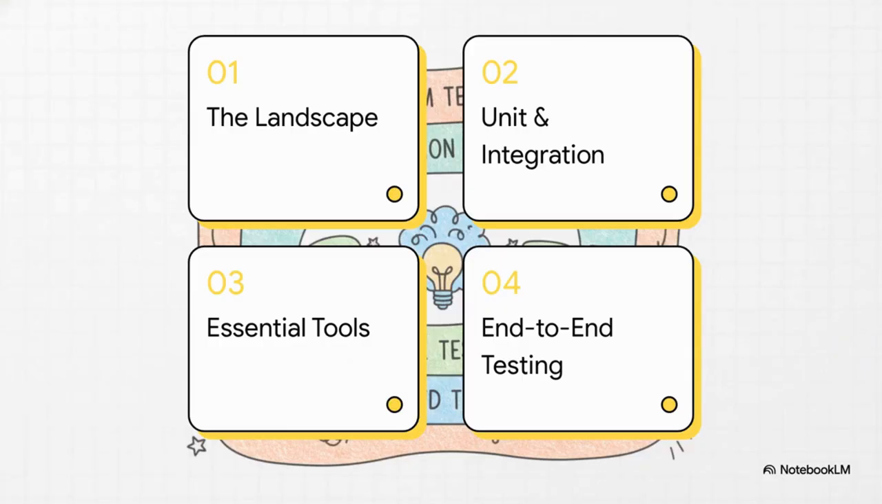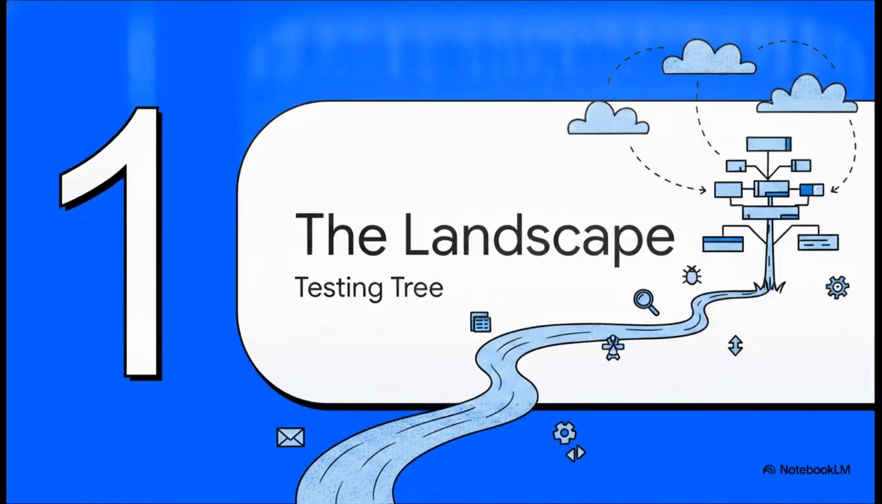Okay, let's dive right into our roadmap for this. We've got 4 sections to cover. First, the landscape. Second, unit and integration testing. Third, essential developer tools. And finally, end-to-end testing. Section 1. The landscape. Testing tree.